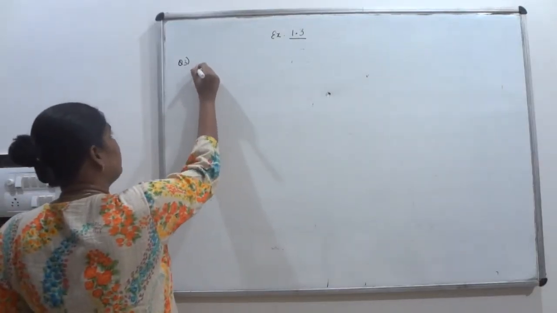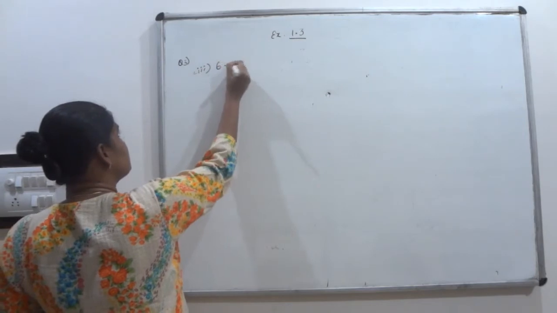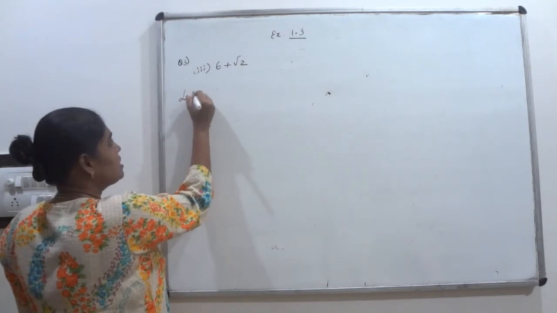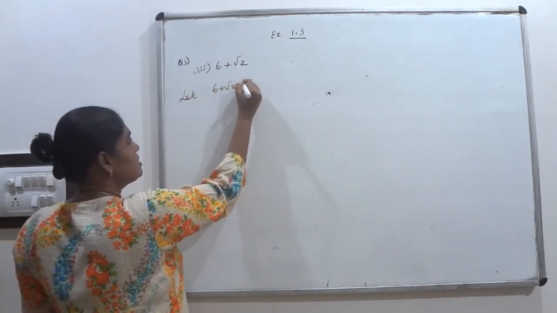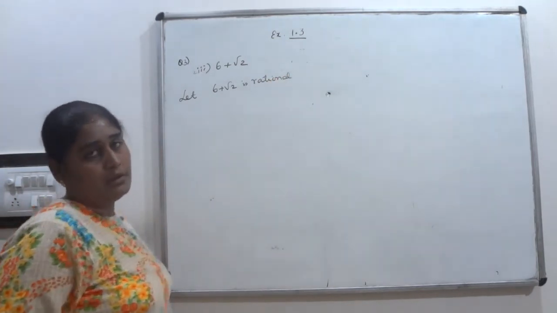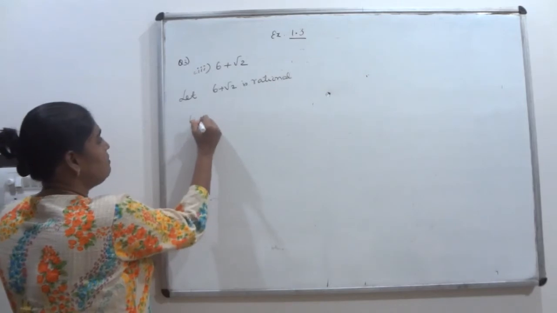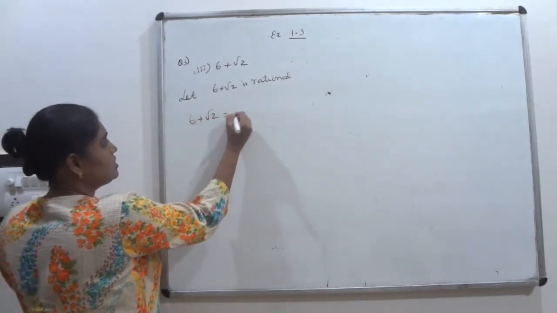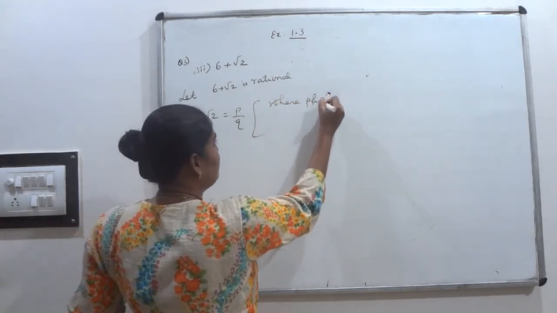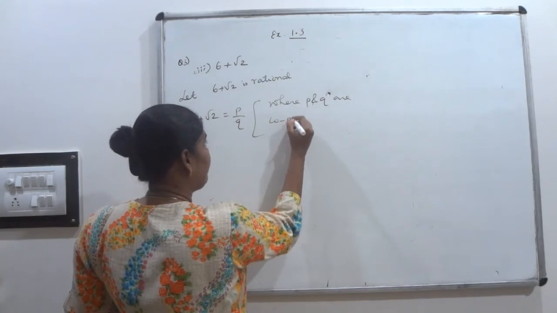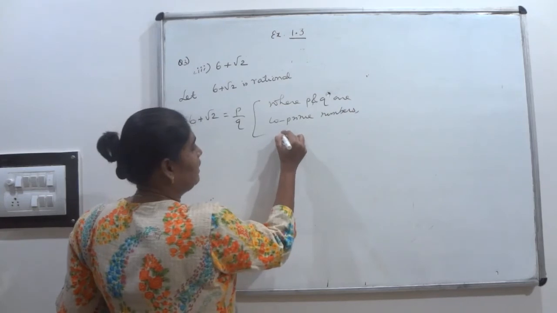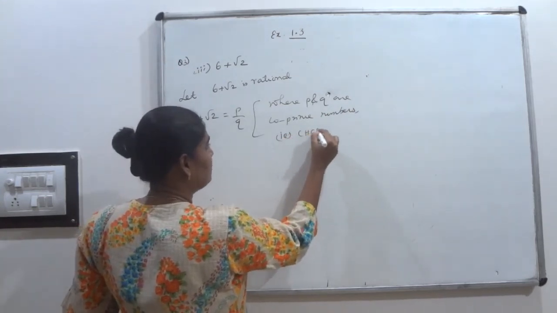Question number 3, third part. 6 plus root 2. I have to show that it is an irrational number. So write it. Let 6 plus root 2 be a rational number. Rational number means it can be written in the form of P by Q. So 6 plus root 2 is equal to P by Q, where P and Q are co-prime numbers. Their HCF is 1.